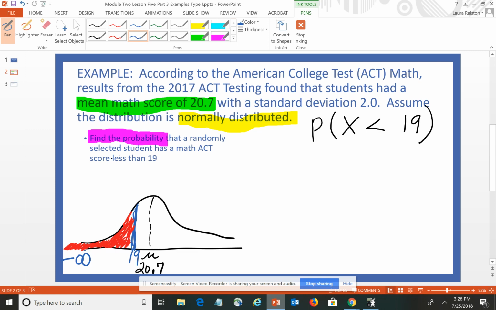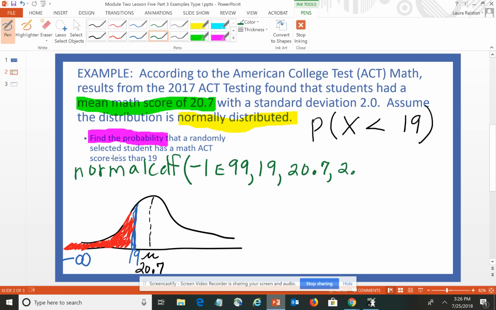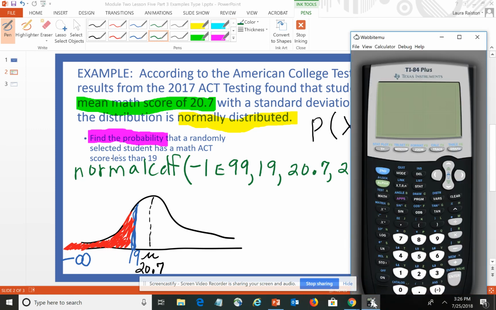So because we're asked to find the probability, we're going to be using the normal CDF command in our calculator. What I will type, and we'll actually type it here in a minute, is normal CDF. We'll get our command, and I'll show you how to do that. We'll go from negative infinity up to our value of 19. Our mean is 20.7. And our standard deviation is 2.0. Okay, so I'm going to pull up my calculator, and we're going to enter that. You may want to watch closely.